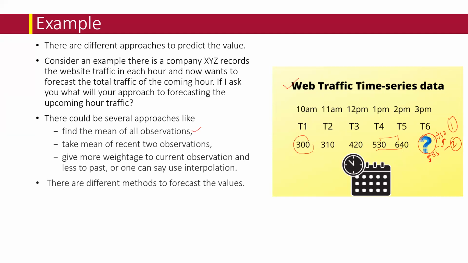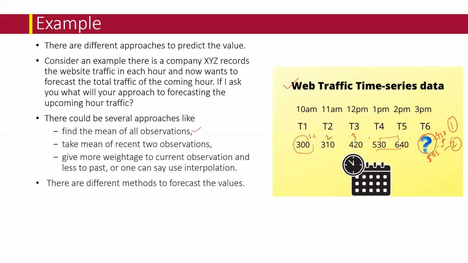Another approach could be to give more weightage to the current observations and less to the past. This means, why are you considering only 2 values? Why not have all the 5 values? And maybe you will give them weightages of, say, 0.1, 0.2, 0.3.